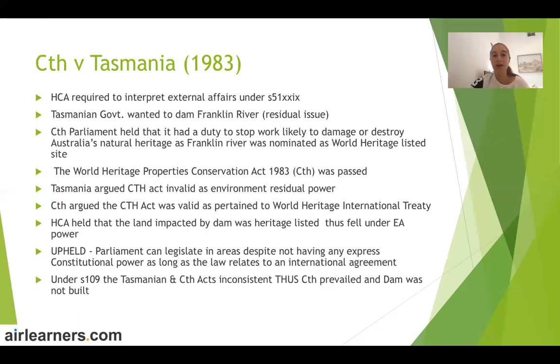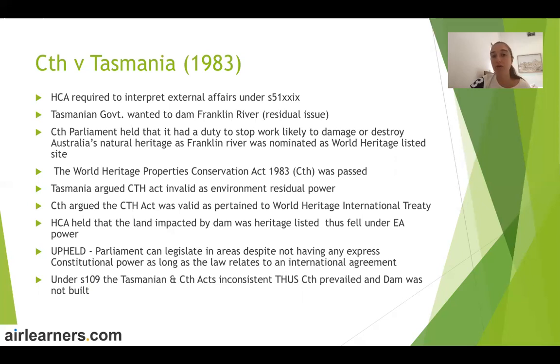So this is a great case to show you the application of the external affairs power, and that's the Commonwealth and Tasmania. So this was where the High Court was required to interpret Section 51(29). And this issue arose when the Tasmanian government wanted to dam the Franklin River, which was considered to be an area of residual power regarding the environment. And so this was considered to be something that only the Tasmanian government could make laws upon.